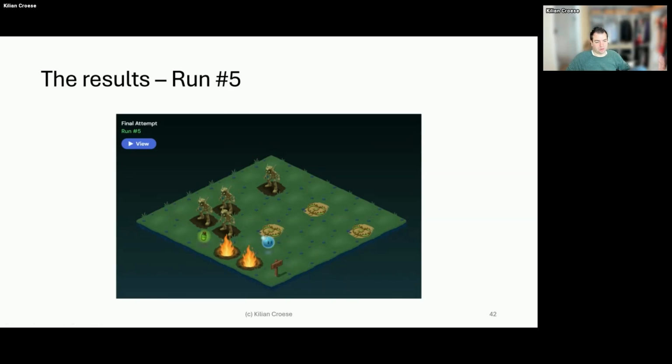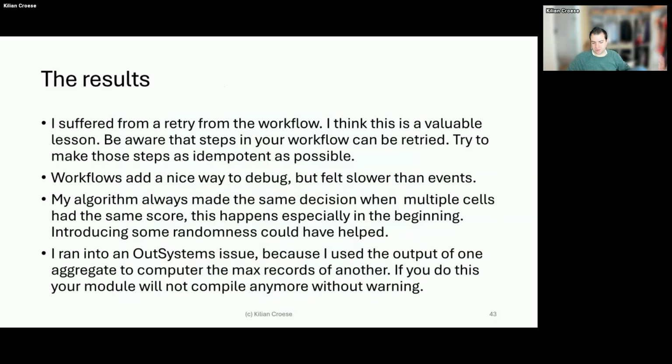So let's see, we're moving forward. I think some of this, or most of it, I've already said. So I suffered from a retry in the workflow. That's maybe an interesting thing to be aware of when using workflows: try to make every step as, I think it's an awful word, idempotent, hope I don't butcher it, as possible. Because here, a retry of a step just screwed me over. So that's something to be aware of when using workflows.